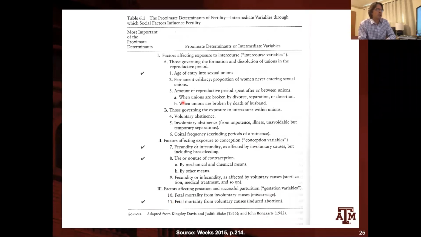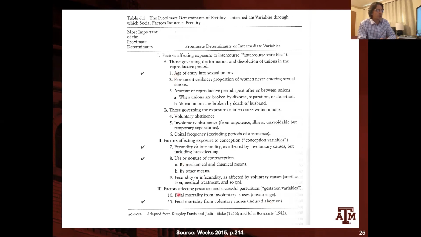What Bongers did was, okay, these 11 variables here are good to make us understand why we have the current levels and patterns of fertility in a specific country in a specific year. But these 4 variables here are the most important ones. Age of entry into sexual unions, fecundity or infecundity as affected by involuntary causes, but including breastfeeding, use or non-use of contraception, and fetal mortality from voluntary causes, or in other words, induced abortion.